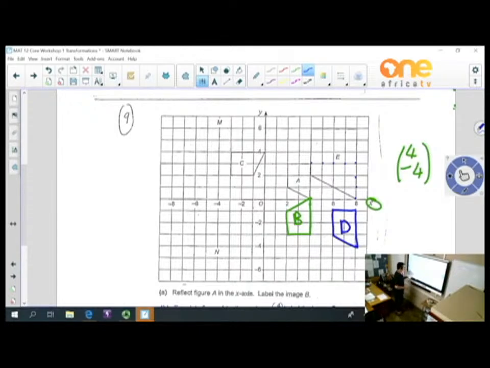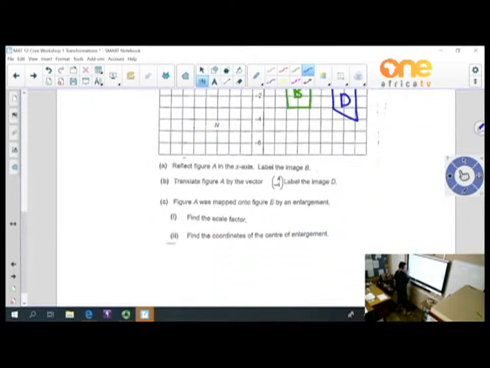The next one: figure A was mapped onto E by an enlargement. So here we can clearly see the enlargement. Find the scale factor. Here I've got 6 blocks. Here you've got 3 blocks. So the scale factor is 2. And then they say find the center.